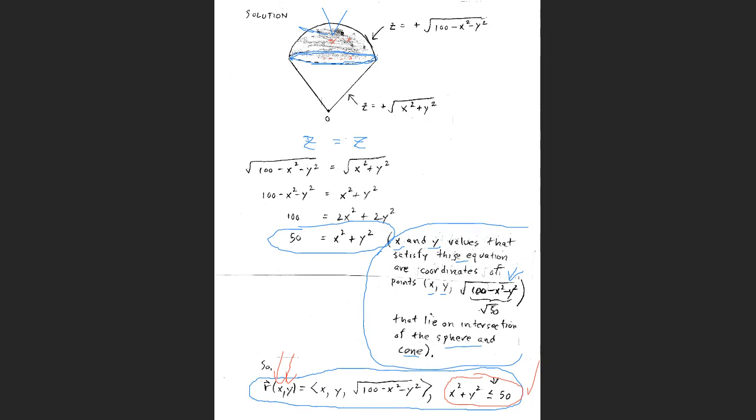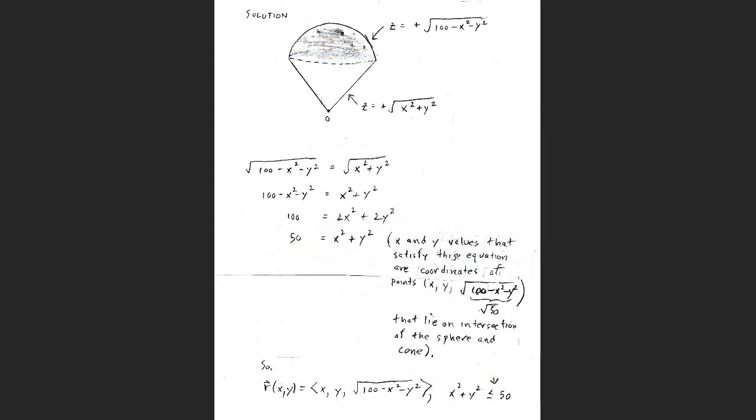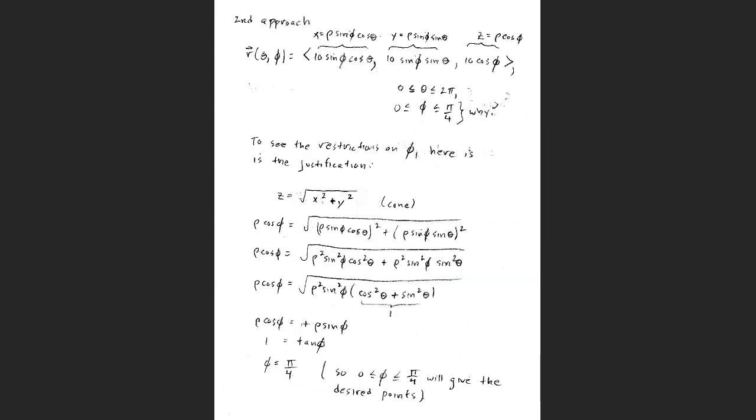May I go to the next page? All right. Okay, then to the next page. The second approach would be this. Your parameters are theta and phi, and this is your vector function.